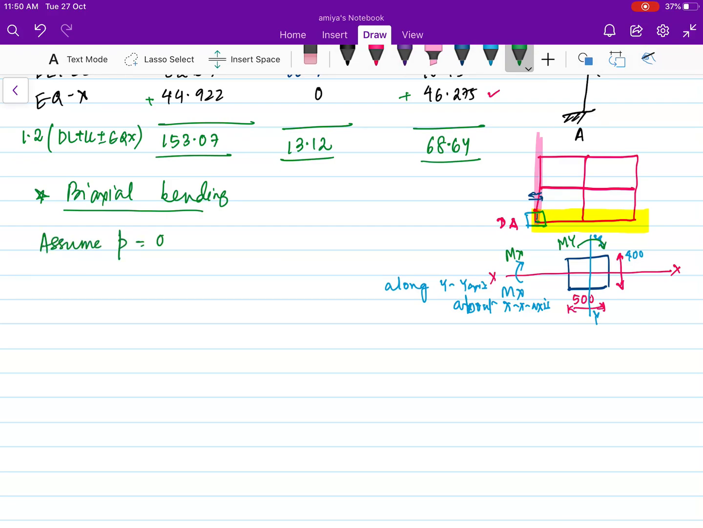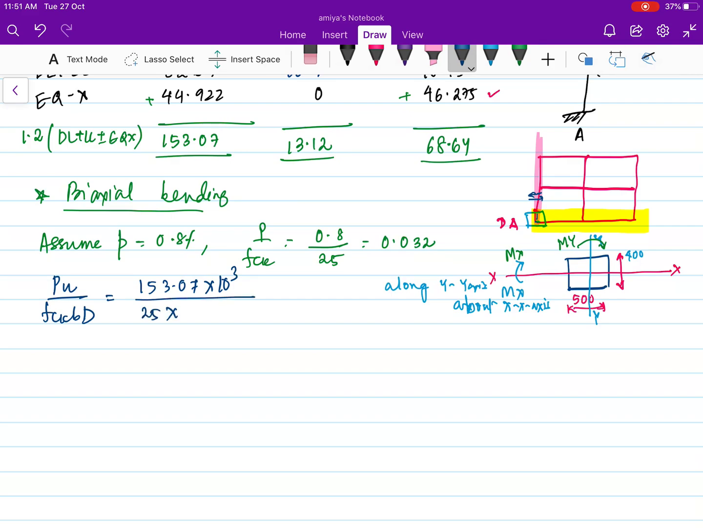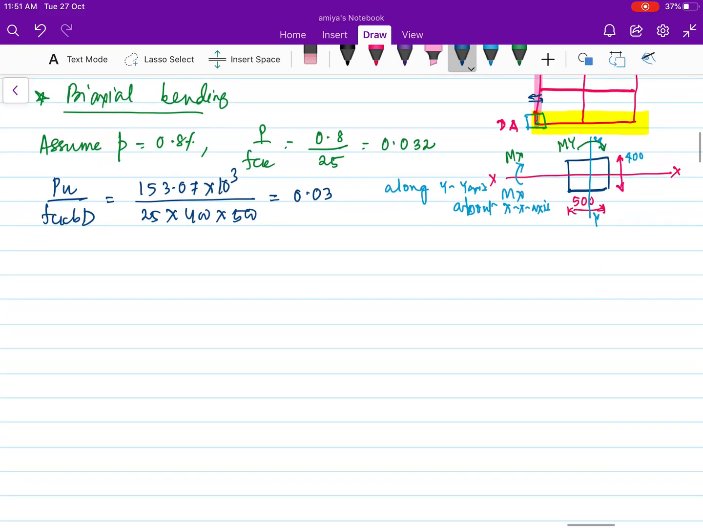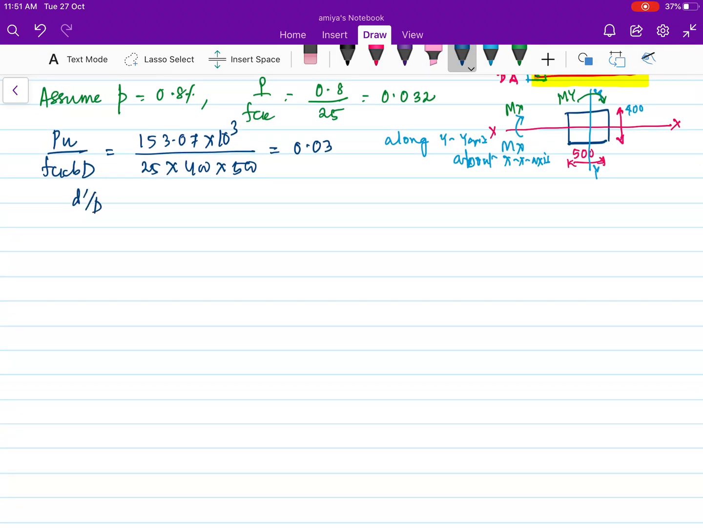So let me assume the minimum steel, 0.8%. So p by fck is 0.8 by 25, which is 0.032. Next, you have to find Pu by fck bD, which is 153.07 into 10 to the power 3 by 25 b into D. Okay, so 0.03. Now d dash by D. So d dash I am taking, if it is 40 mm clear cover plus your ties or links 8 mm and 16 dia bar, if I am using longitudinal reinforcement, this by 400, I am taking 0.1 approximately.